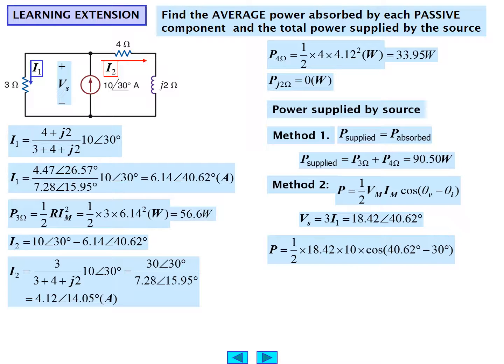And the power then is 1/2 times 18.42 times 10, which is the current, times cosine of the difference between the voltage source phase angle and the current source phase angle, which is 30 degrees, the difference. Doing that calculation, we should get exactly the same answer. You might want to perform that to see if you get the same answer, which is 90.5 watts.